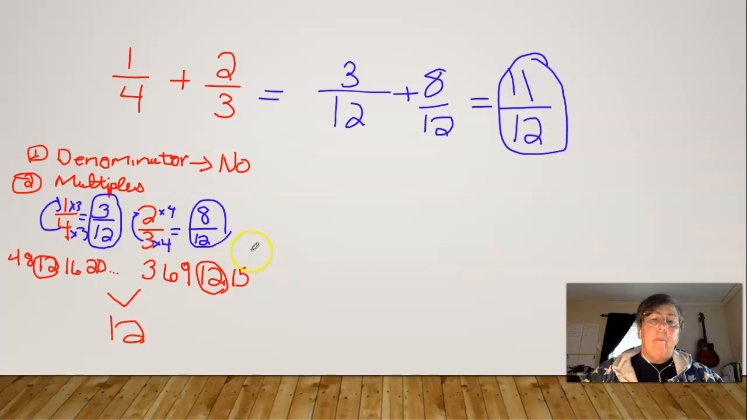So we find, in order to add fractions that have different denominators, we use the multiples to find one that's in common. We rewrite the fractions, and then we can add them. All right, I hope that helps. It takes a little practice, but you can do it. We do hard things, and you can do it.